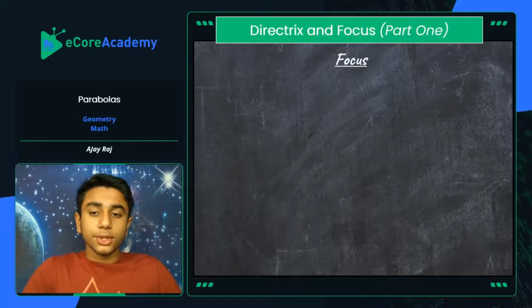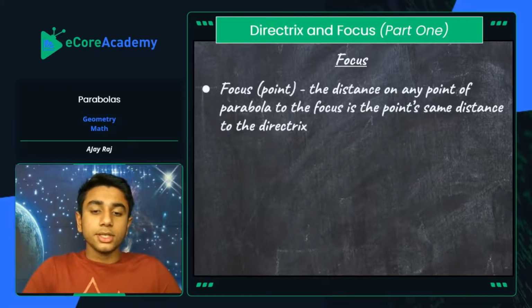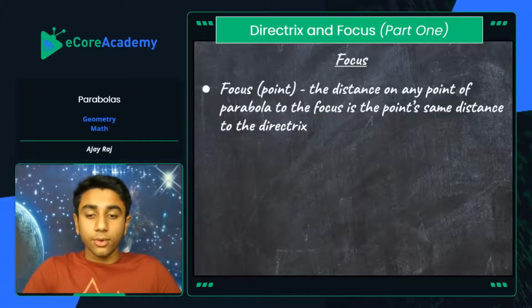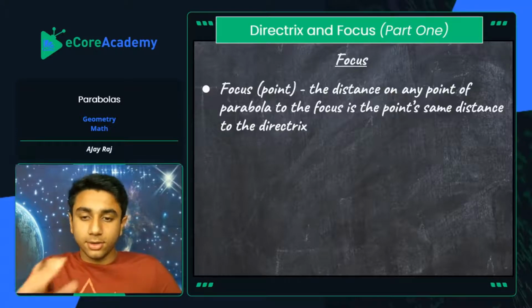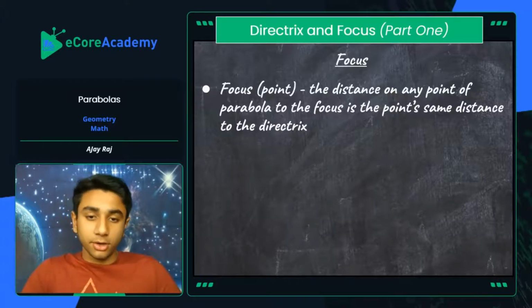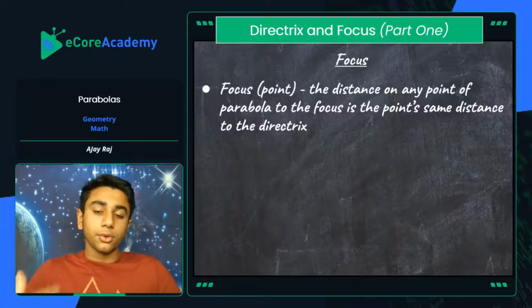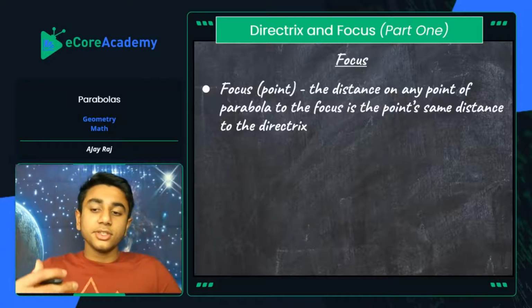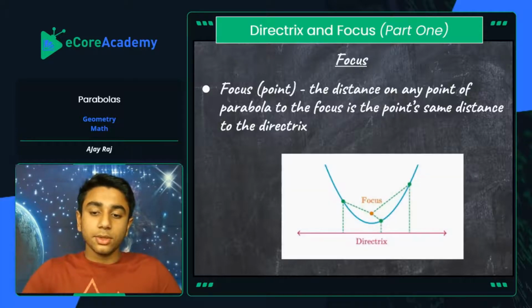So let's take a look at what the focus is. The focus is a point on a coordinate plane. Let me clarify: let's not say on a graph, because it could be taken as if it were on the parabola. It's not on the parabola, but it is somewhere near the parabola. The distance from any point of a parabola to the focus is the same as the distance to the directrix. I'll explain exactly what that means.